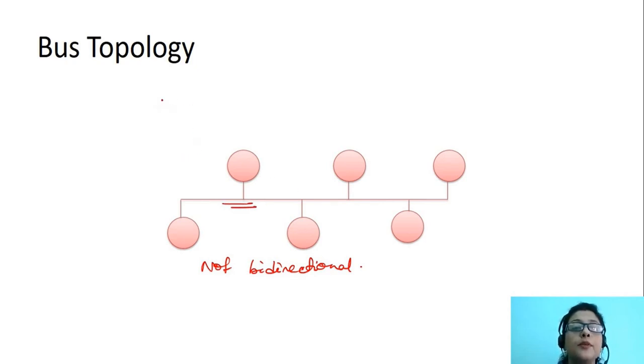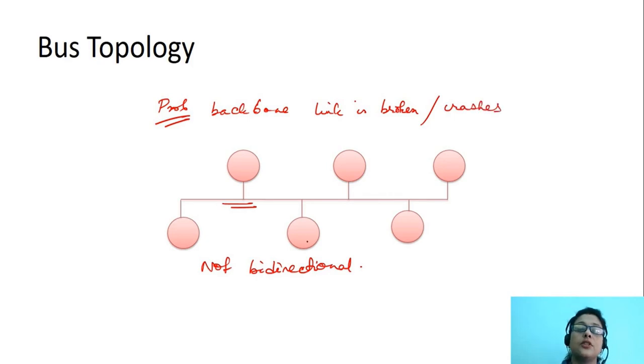But the problem is that if the backbone link is broken, then the entire network crashes down.